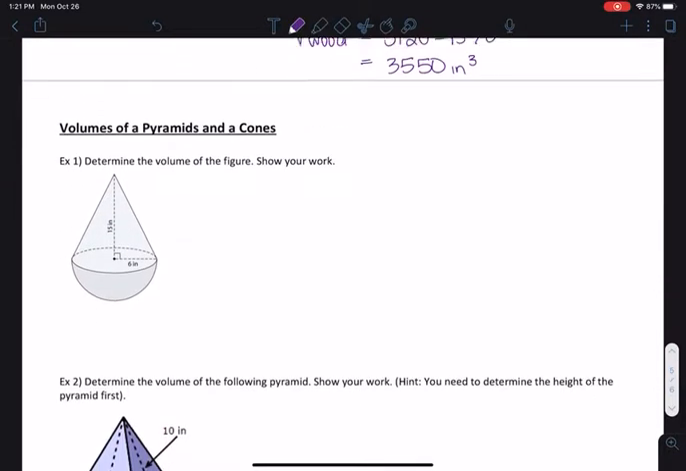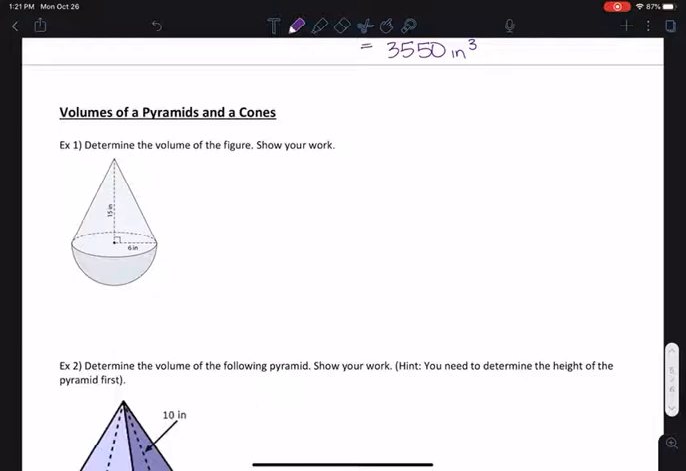Then we did volumes of cones and pyramids, which is again on your formula sheet. So to determine the volume of this figure, notice that the total volume here is the volume of the cone on top plus the volume of a hemisphere. Okay, so let's do the volume of the cone first.